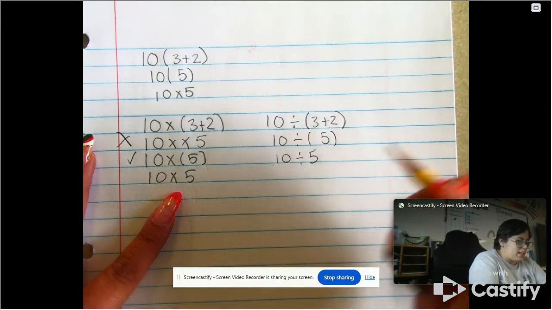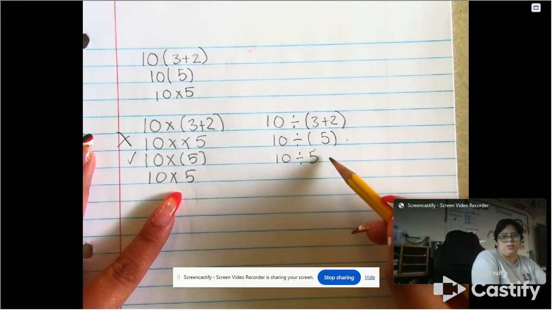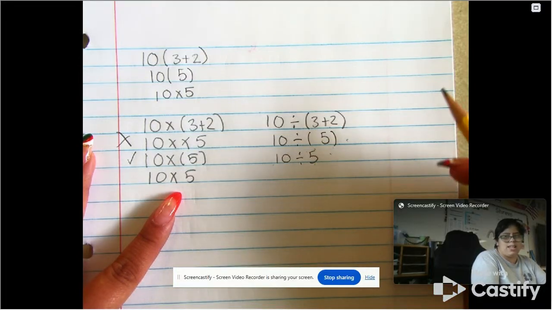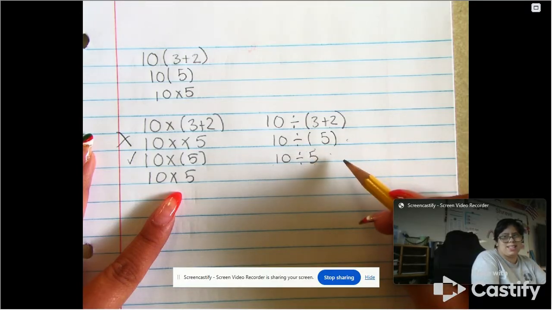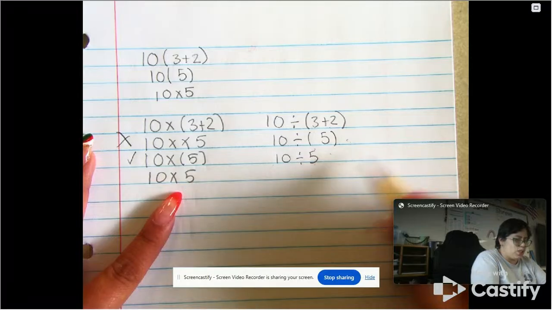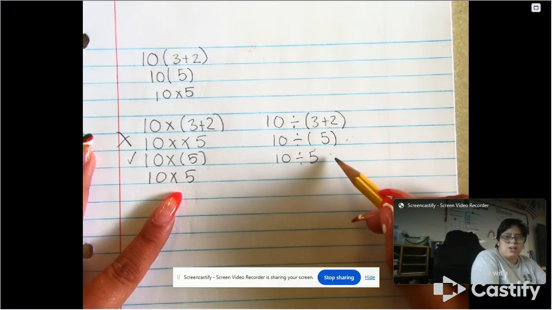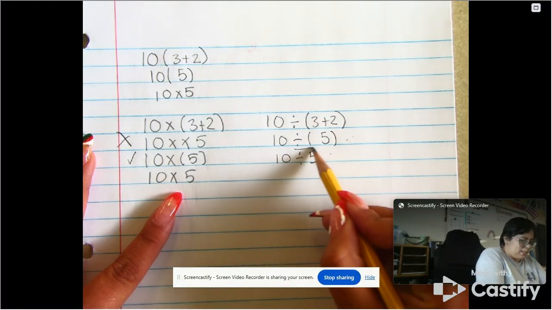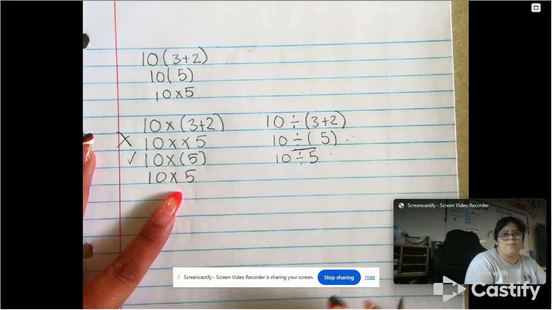But as you get more and more used to things, you can skip this step and go straight into this step, so that you don't have to do more work. But while we're practicing, one thing at a time is better, and then as you get used to it, you can skip this step. So right here, it means that we're dividing, and we're just ignoring that the parentheses are there after we've solved what's inside them.